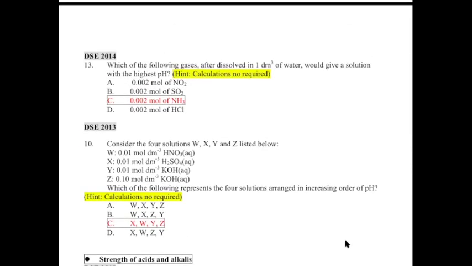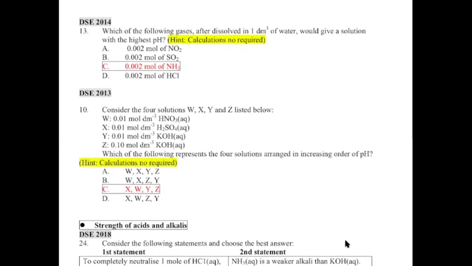Which of the following gases, after dissolving in 1 dm cube of water, will give a solution with the highest pH? For this one, no need to calculate it, just by looking at the answers, okay? Nitrogen dioxide, sulfur dioxide, HCl, hydrogen chloride, they are all acidic gases. So only ammonia is an alkaline gas. When ammonia dissolves in water, it will give you a pH higher than 7. So you should choose C.